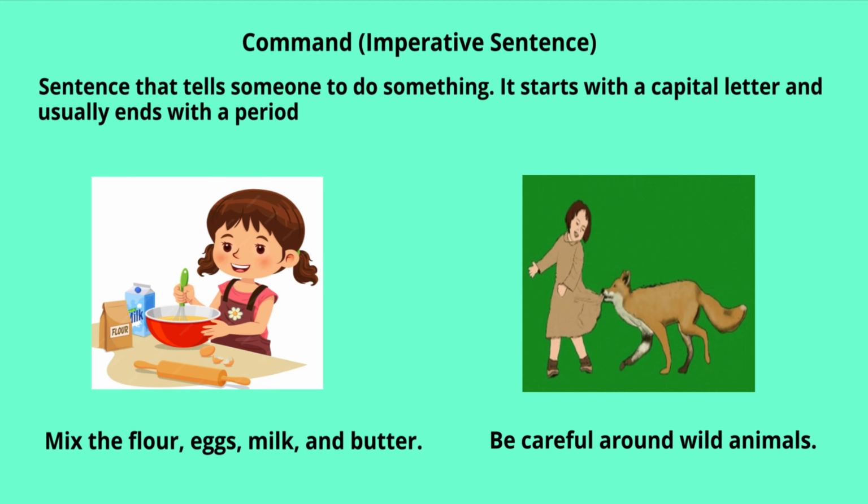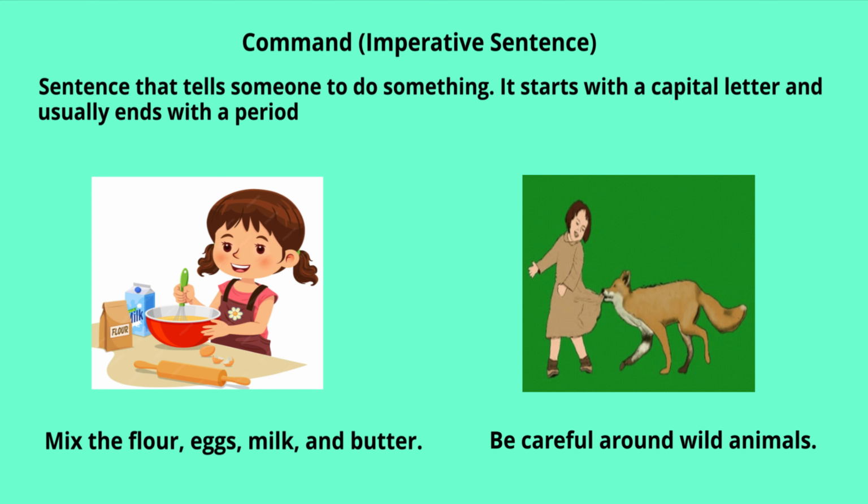The last one is command, imperative sentence. In this, command means you tell someone to do something. So you're telling somebody to do something. That is a command. I say, you have to read. That means you have to follow my words, right? You have to read. So that's a command. It starts off with a capital letter and usually ends with a period. Sometimes it can also end with an exclamation, but it usually ends with a period.